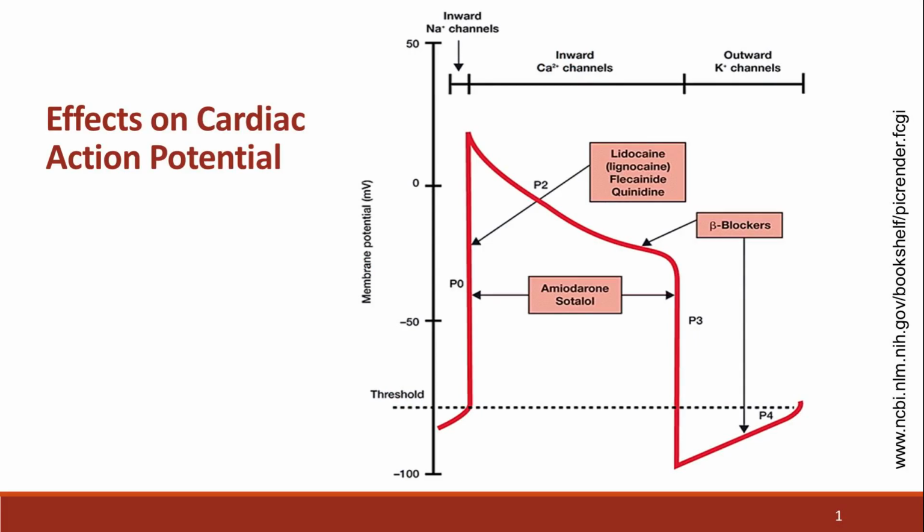Now, think about where these drugs act. A drug acting during phase 0, clearly a sodium channel blocker, class 1. A drug that flattens or slows phase 4, a beta blocker, class 2, since it reduces the slope of spontaneous depolarization. A drug that prolongs phase 3, a potassium channel blocker, class 3.